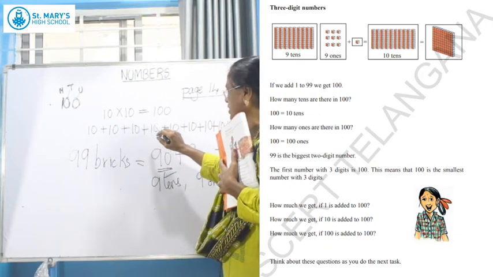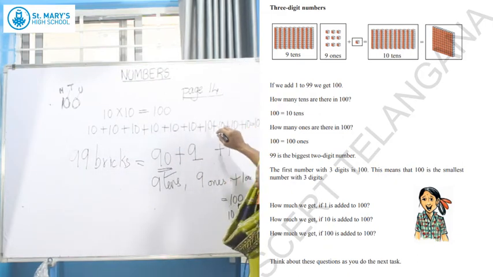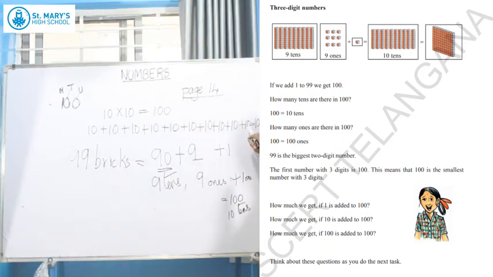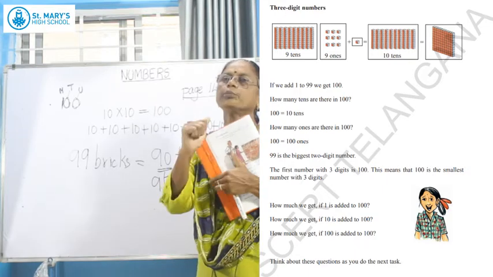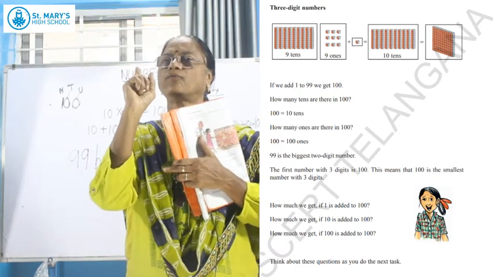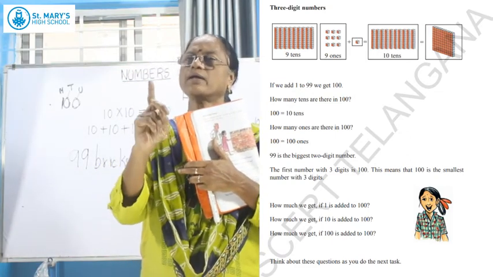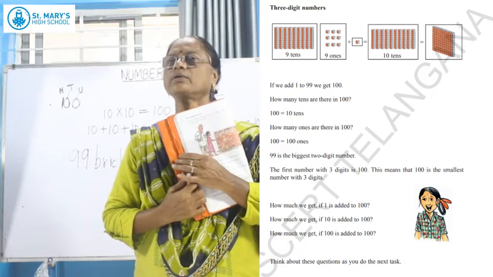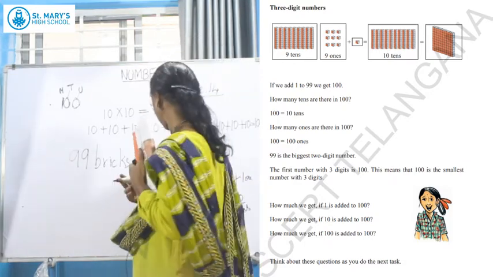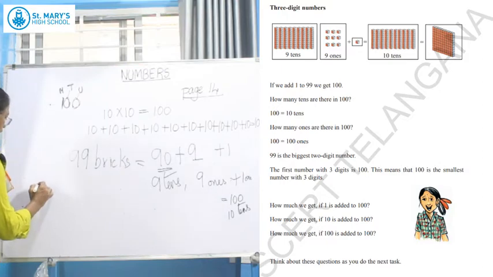10 plus 10 plus 10 plus 10 plus 10 plus 10 plus 10 plus 10 plus 10 plus 10 is equal to 100. Okay, if you add 10 times, you are getting 100. If you multiply 10 times also, you will get 100. Do you follow now? So in 100, how many tens are there? We have 10 tens. See all of you? 10 tens. We have 100.